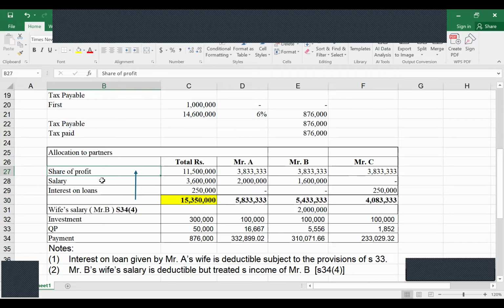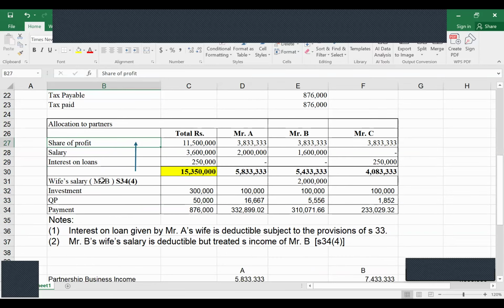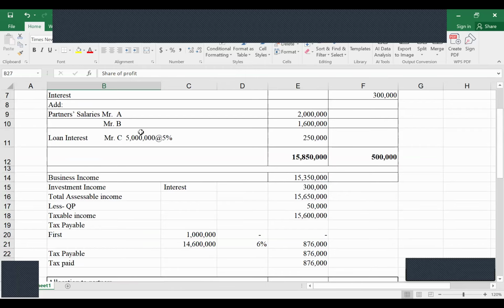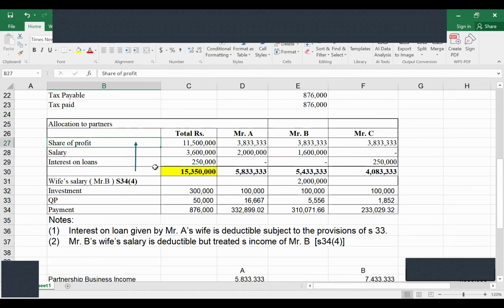Then we can move to the question. It says salaries and other payments made to the partnership, which we have already added back. Here we included salaries and the interest on loans to the calculation. Here you can see partner salaries and loan interest we have added back. We disallowed that one. That part should be written here.